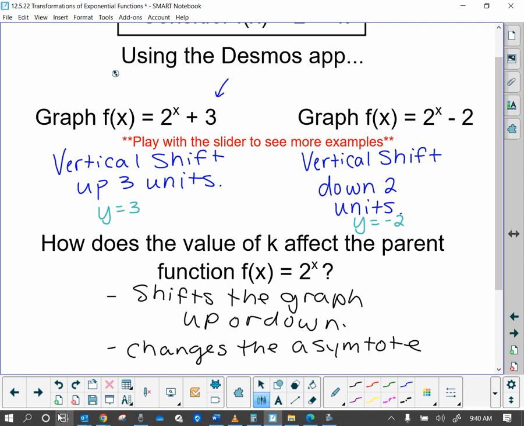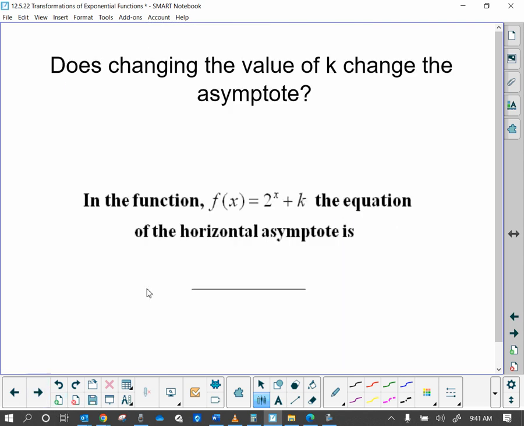Okay, so the next one, let's see. Does changing the value of k change the asymptote? Yes. So it's going to be whatever this k value is. So for this one, it's y equals k, whatever k is. The horizontal asymptote is going to be whatever that k value is. And if you don't see a number, what was it if you didn't see a number there? 0.